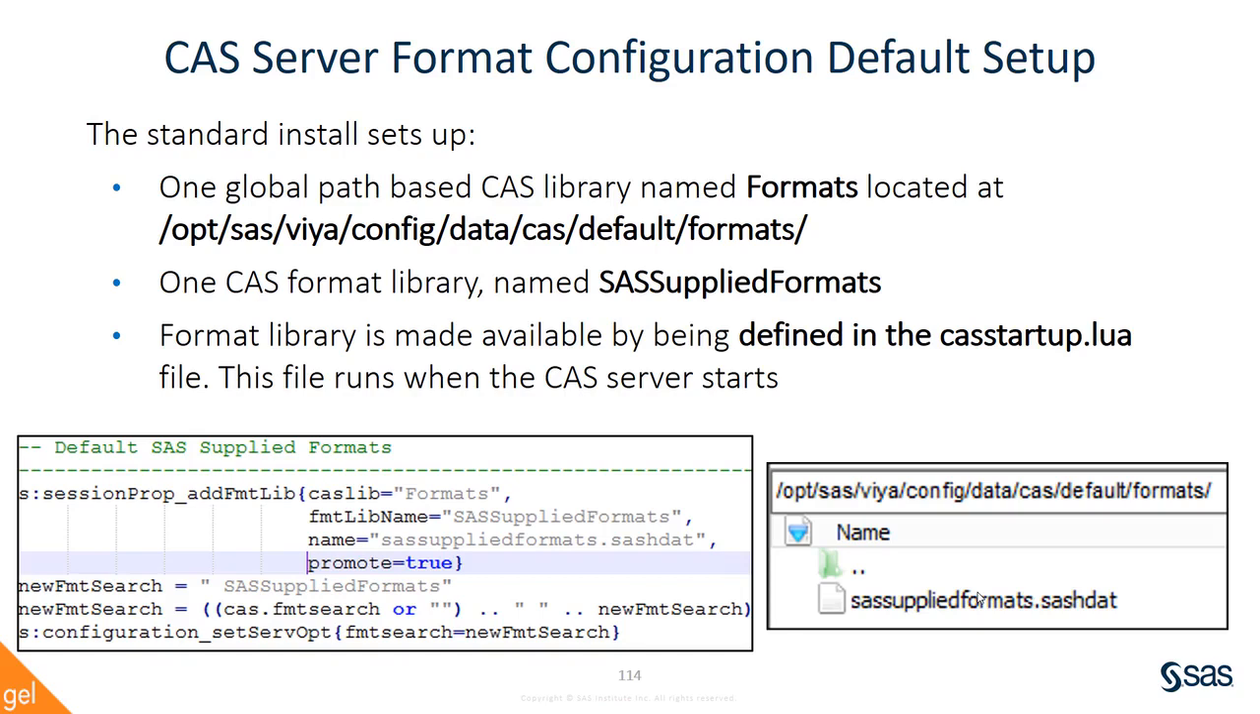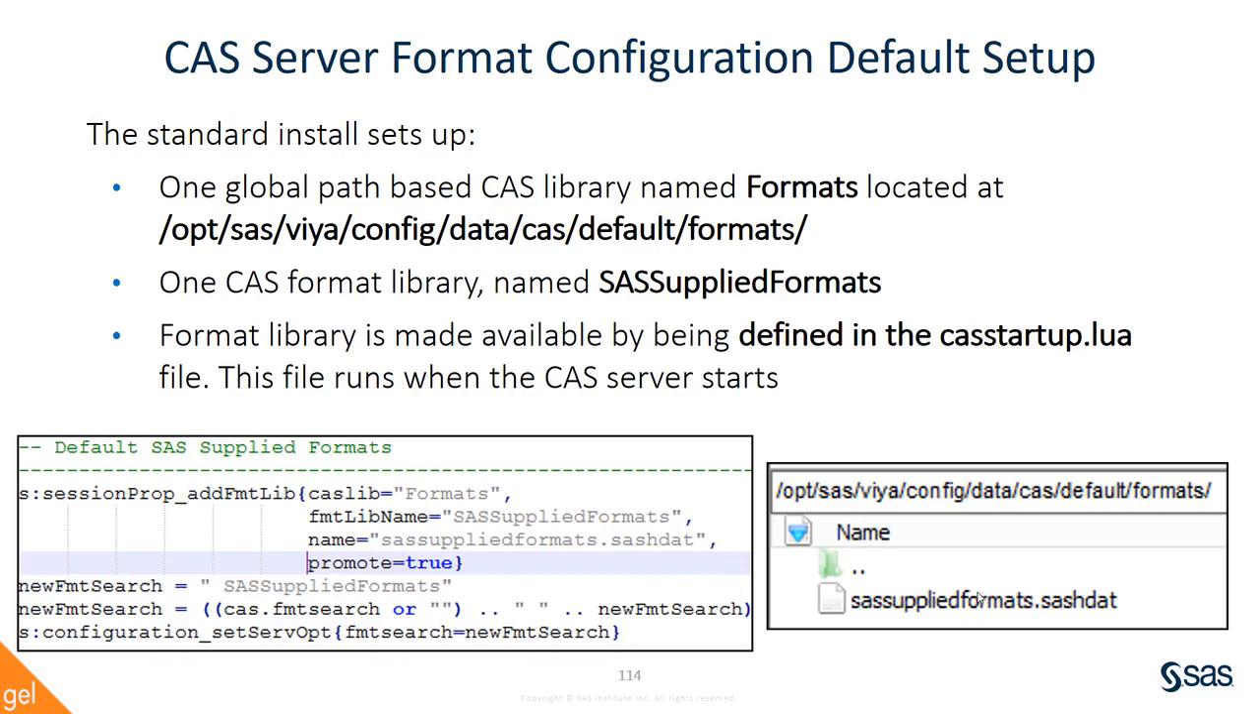And that format library is made available because it's defined in a file called casstartup.lua that is executed when the CAS server starts. And that's the way the user-defined formats that Viya uses, that our environment needs, are defined to the system.